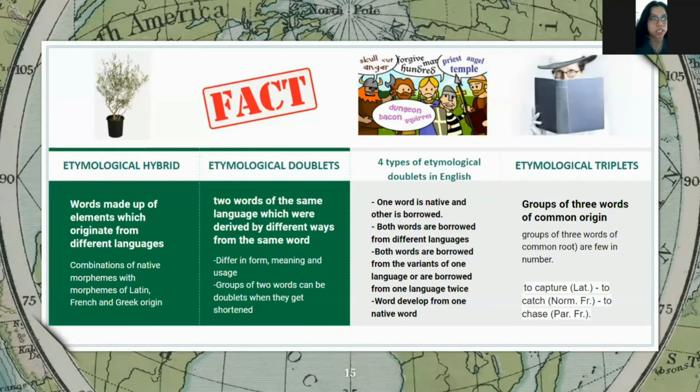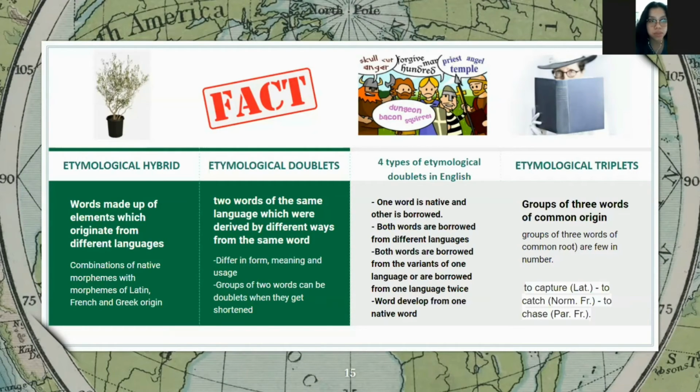Now we have etymological doublets. Etymological doublets are two words of the same language which were derived by different ways from the same word and have different form, meaning, and usage. So we have, for example, the Latin verb facere, which gave rise to two different English words, fact and fit. In addition, a group of two words can be doublets when they get shortened. So we have the word offense and fence. They both mean the same. The difference is in the context it's being used.